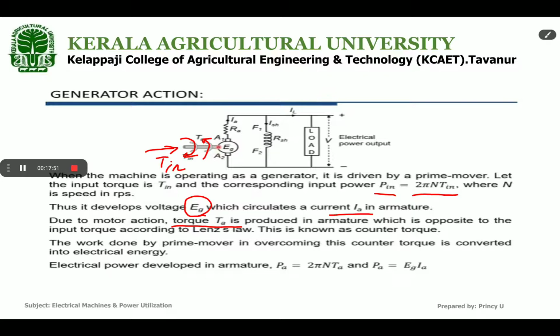According to Lenz's law, we know that any change will oppose the cause which produces it in that machine. So due to motor action, torque TA is produced in the armature, which is opposite to the input torque. According to Lenz's law, this is known as counter torque. TA is a counter torque. So the work done by the prime mover in overcoming this counter torque is converted into electrical energy.